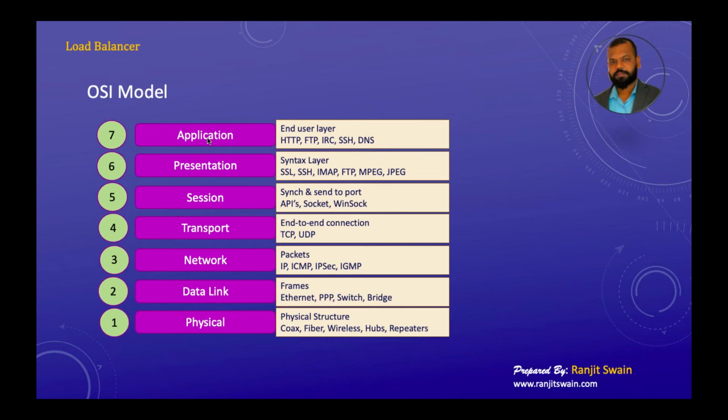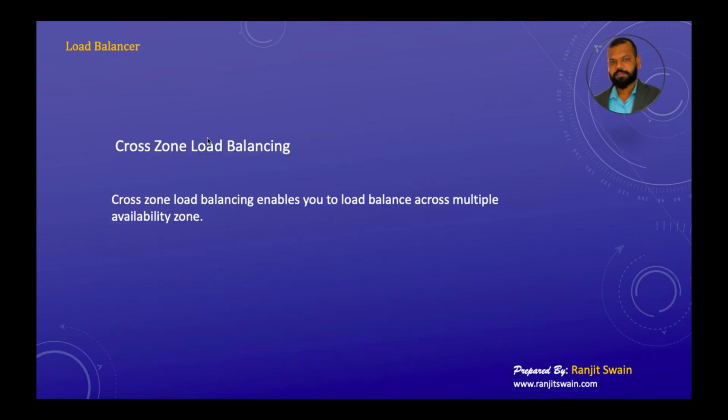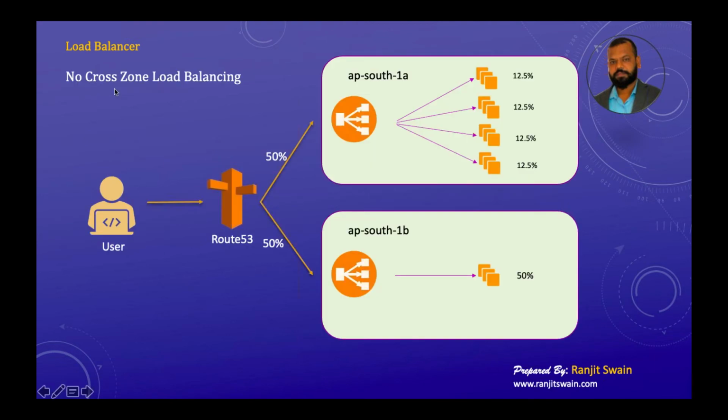The session layer is not required, so we'll mostly focus on 7 and 4: transport layer, which is network load balancer, and application load balancer, layer 7. And the gateway load balancer, I'll tell you when we create that one, because it was recently added and I have not added it in my slides. Okay, I'll tell you when we create the load balancers. So these are the load balancing things.